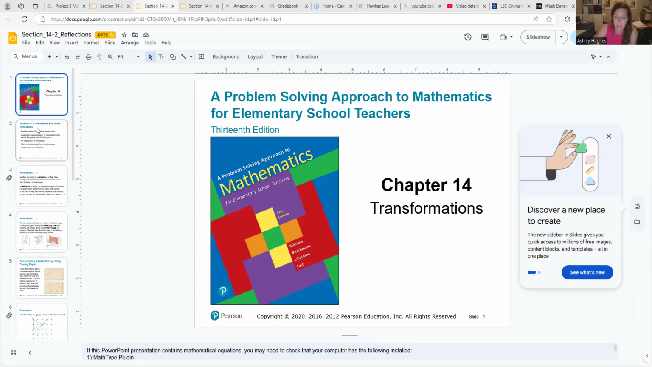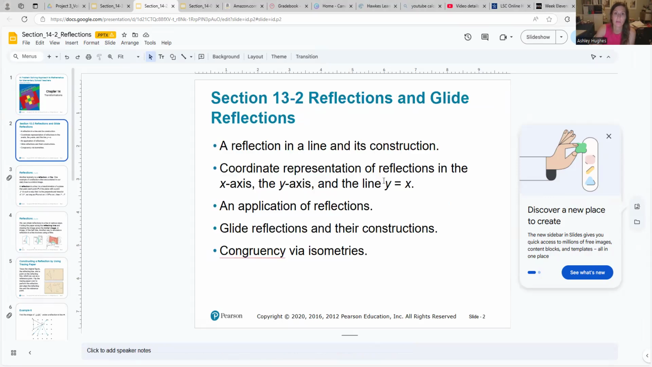Okay, guys, we're going to do sections 14.2 and 3 quickly. I'm going to go through both of them in this lecture. So we're talking about transformations. We talked about translation, which is basically like a slide. And then in 14.2, reflections and glide reflection.